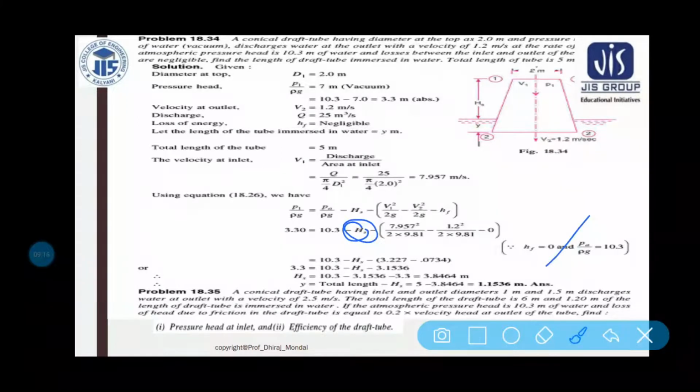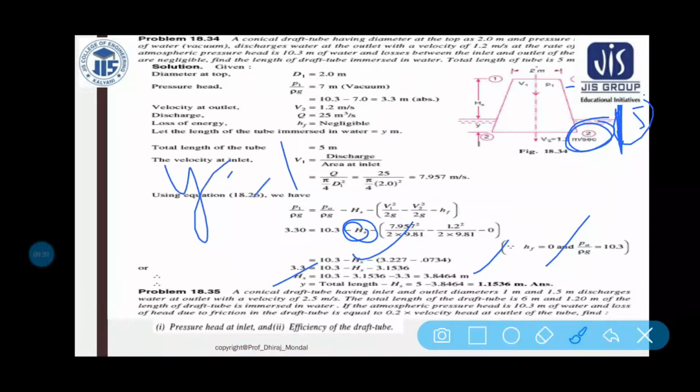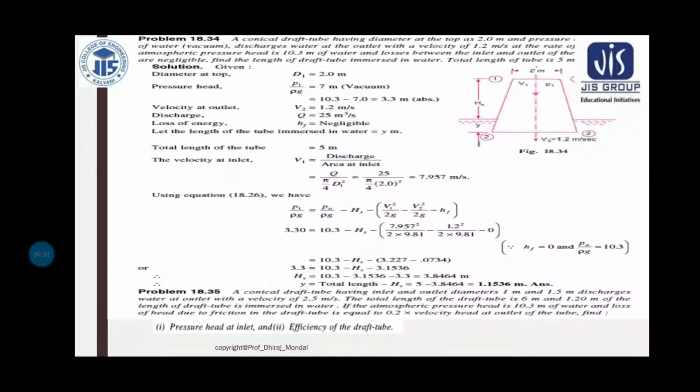Oh, I'm sorry, this total length is your 5 meter. Here basically total length is given, 5 meter, you have to calculate this y. So Hs you can find out from this equation, that is your 3.84 meter, and y is equal to what? Total length minus Hs. So put the value, you will be getting 1.15 meter. So I hope it is clear. So this is your answer.